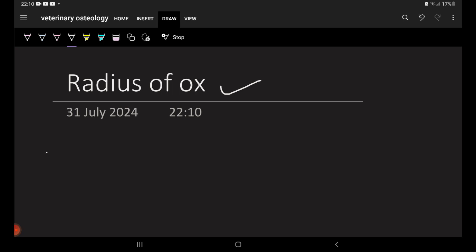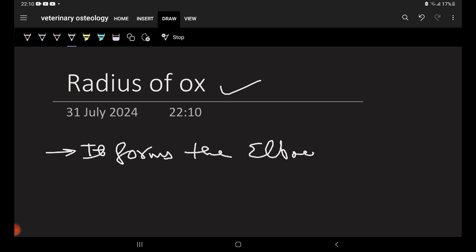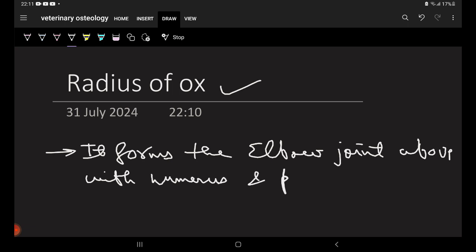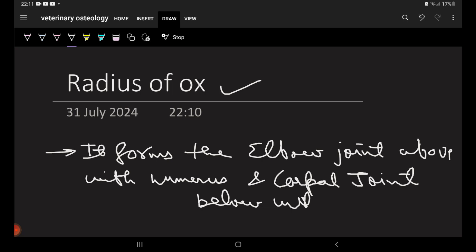So it forms the elbow joint above with humerus and the carpal joint below with carpals, the proximal row of carpals.